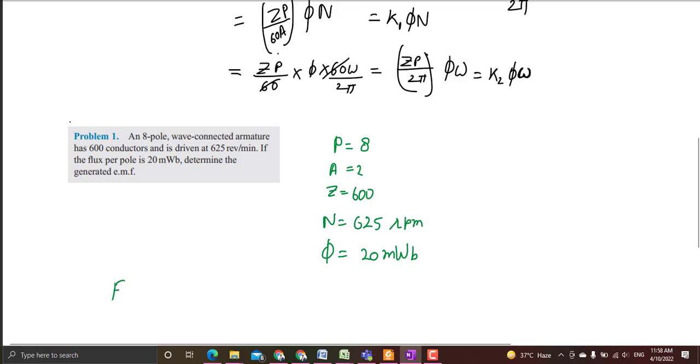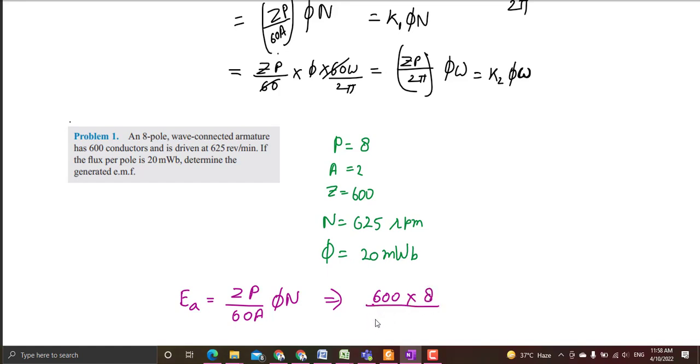The generated EMF EA is equal to Z into P divided by 60 into A, into phi into N. Here we put Z as 600, P is 8 upon 60, A is 2, phi is 20 into 10 to the power minus 3 weber, which is milliweber, and N is 625.